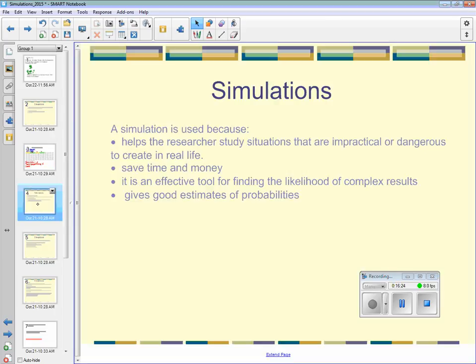So, a simulation is used, as we already kind of talked about, to save time and money, to study situations that could be either dangerous to create in real life, like putting Noelle out there going through a windshield, or just impractical, something we can't physically do but want to at least simulate. We're trying to simulate the outcomes, okay?